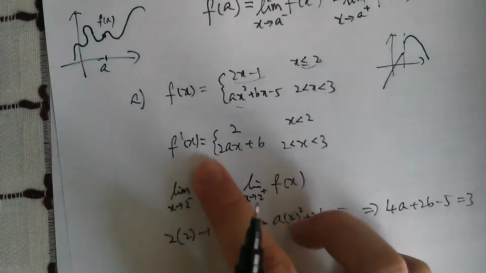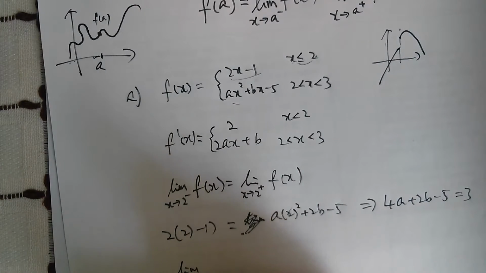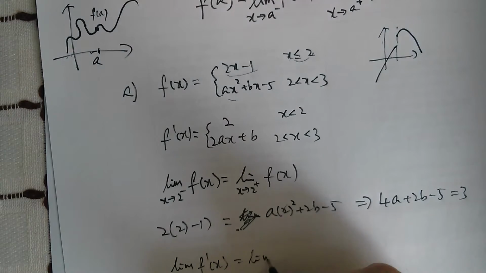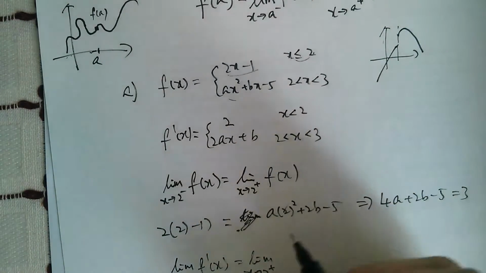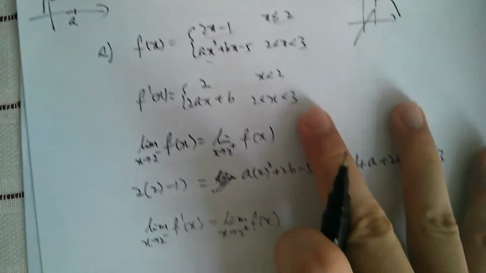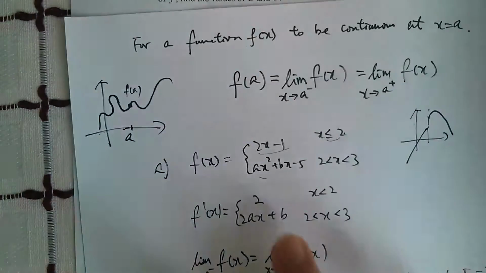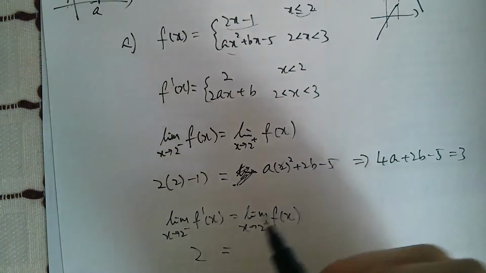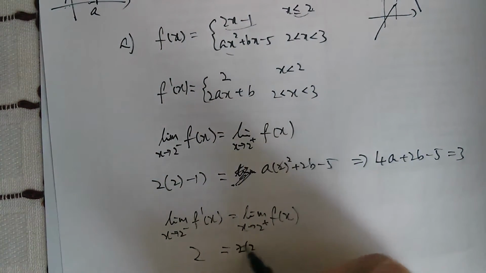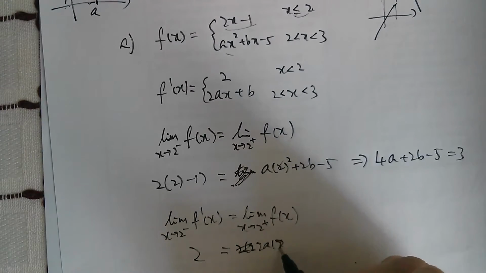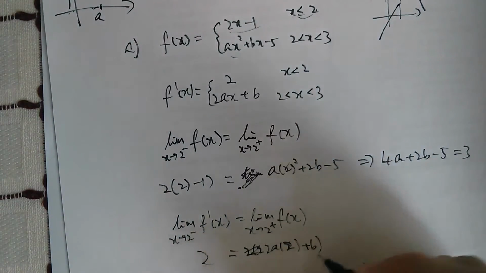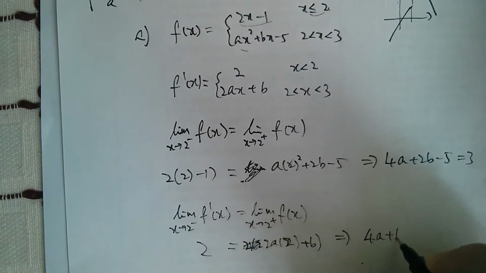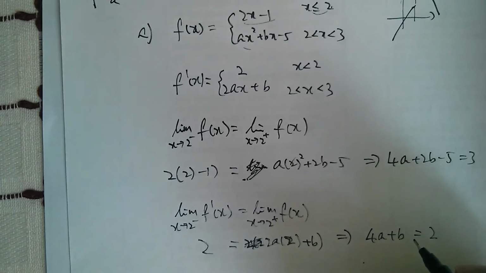What about the derivative? For the left hand limit, I need it to be the same as the right hand limit. The left hand limit is just 2. The right hand limit is this: 2a times 2 plus b. So what I have is 4a plus b equals 2.